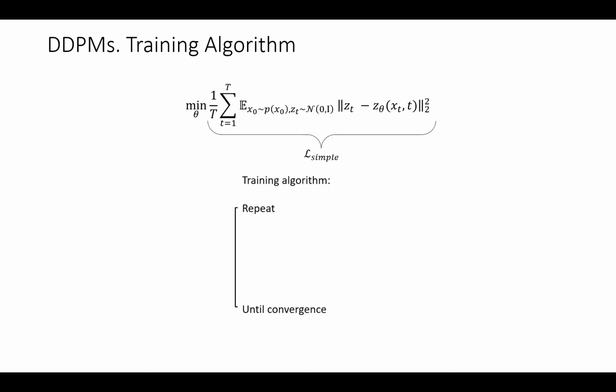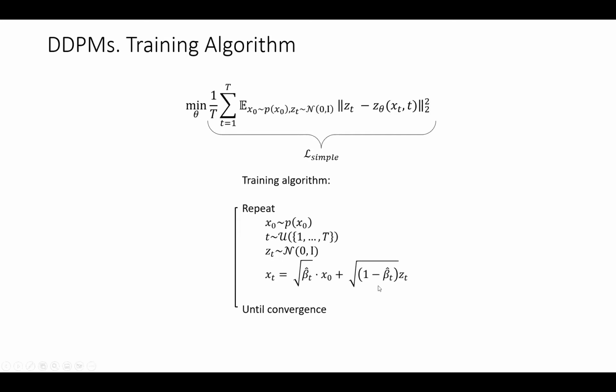So therefore the training algorithm is very simple. We are going to repeat these steps until convergence. We will take the training example from our training distribution, x0, and then we will also sample the time from a uniform distribution, and we'll sample the noise from the normal distribution, with zero mean and identity as the covariance matrix. Then this is the way we are going to generate xt.